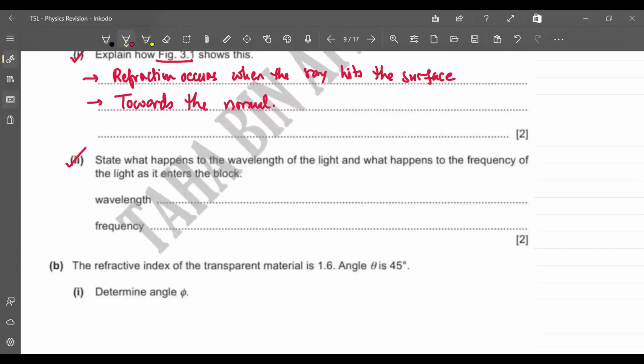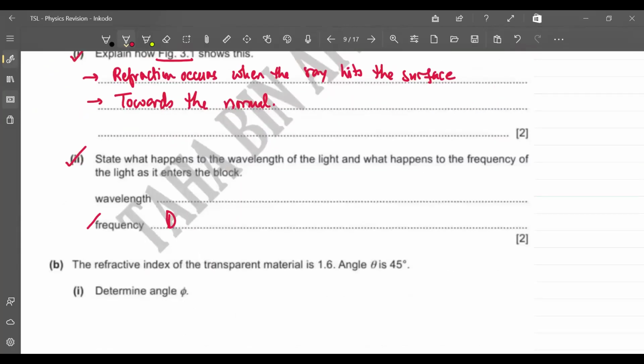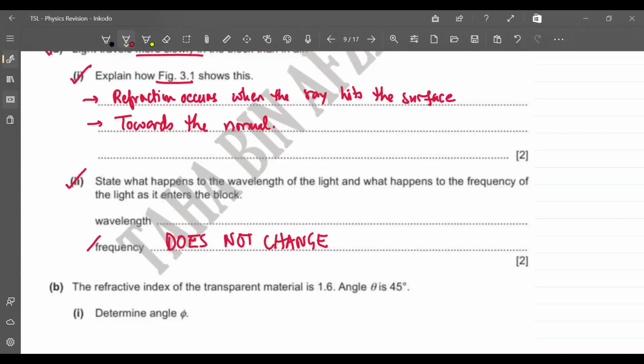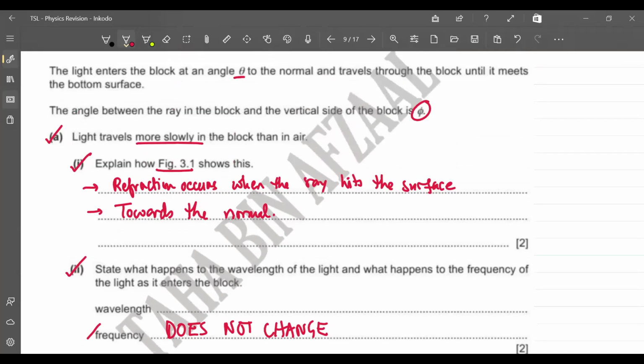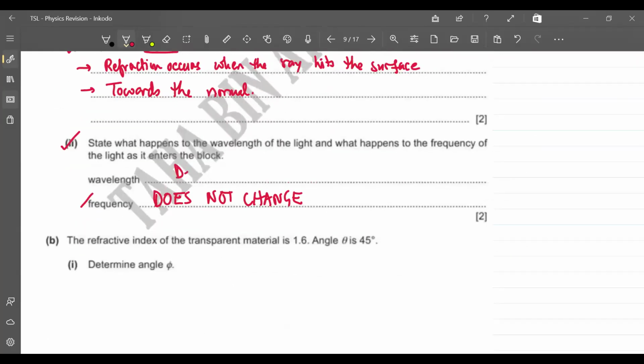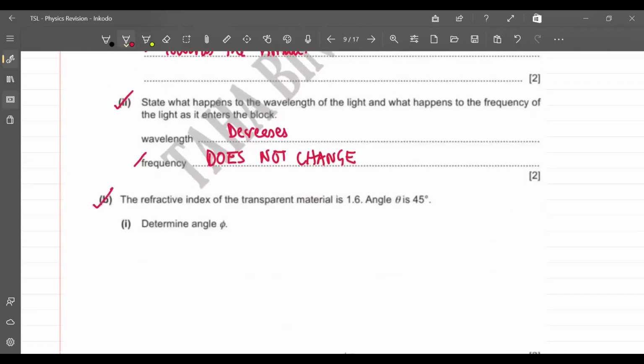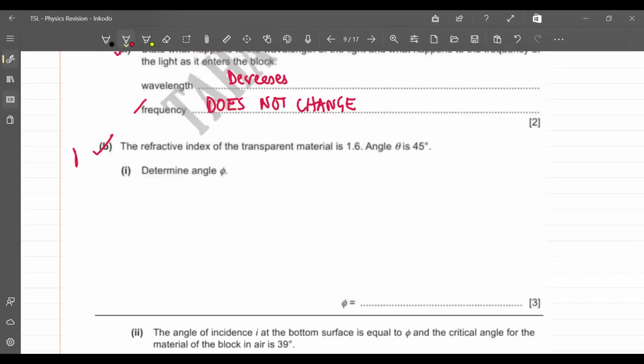Say what happens to the frequency. पहले देख लेते हैं. Frequency does not change. It stays constant, right? And then you have wavelength. Wavelength देखो बेटा, speed कम होगी ना तो wavelength भी कम हो जाएगी. तो wavelength decreases. Will you remember this? ठीक है जी. The refractive index, ये बड़ा important question है. This is a very important question.